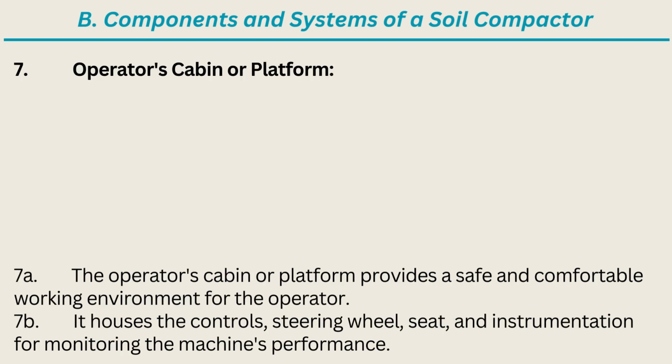7. Operator's cabin or platform. 7A. The operator's cabin or platform provides a safe and comfortable working environment for the operator. 7B. It houses the controls, steering wheel, seat, and instrumentation for monitoring the machine's performance.